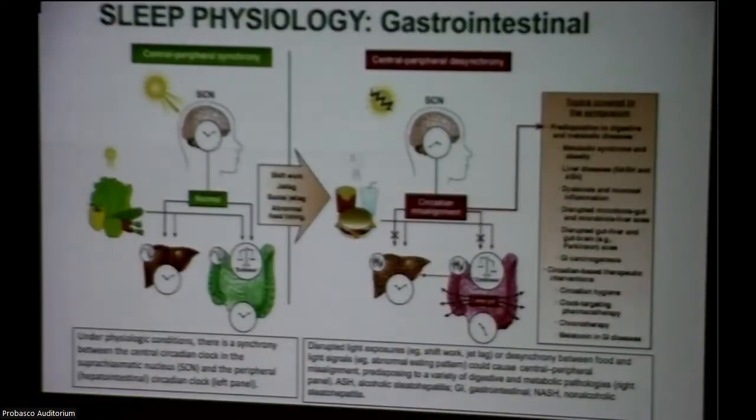So remember that the gastrointestinal system has its own circadian rhythm, and it has to be aligned with our central nervous system. So there's been all sorts of associations between increased risk of certain malignancies, hepatitis, including non-alcoholic hepatitis, and other digestive issues that have been associated with circadian misalignment.